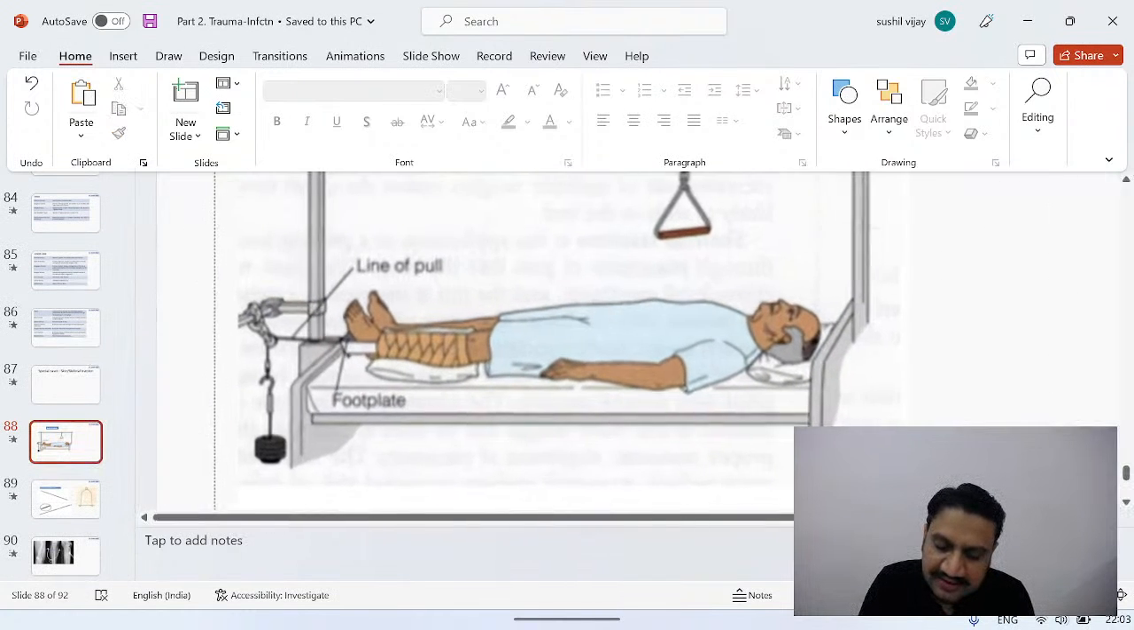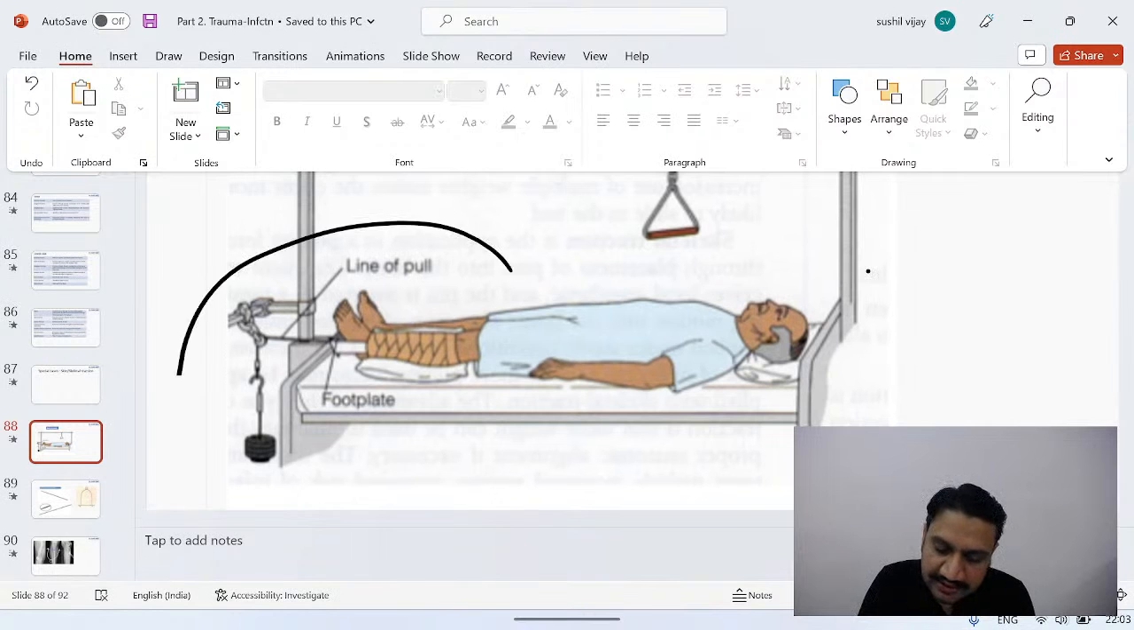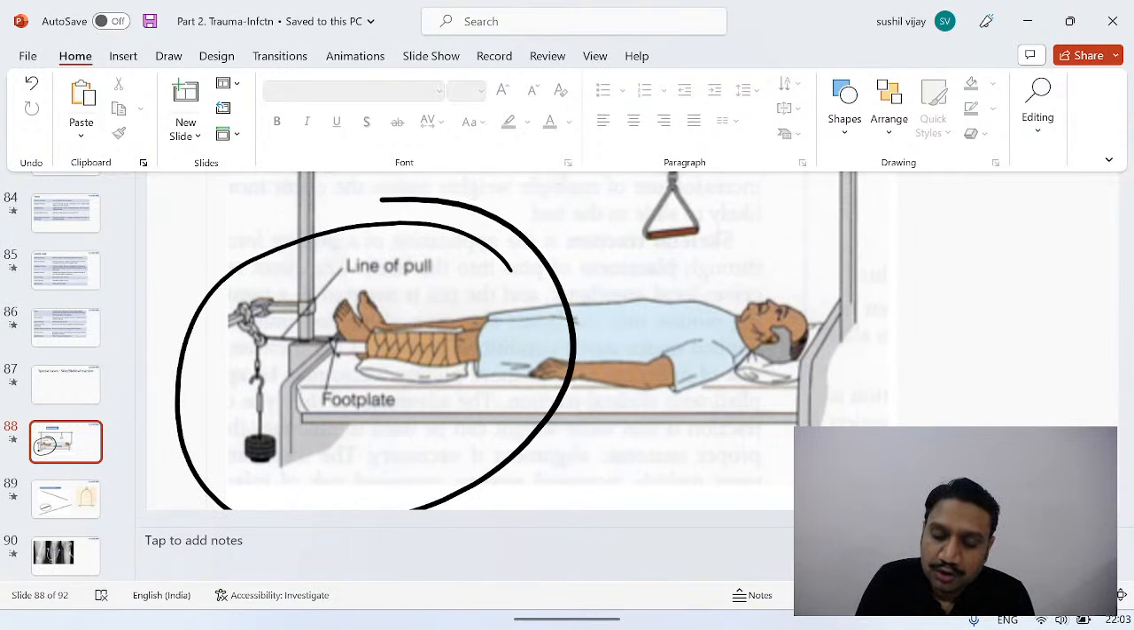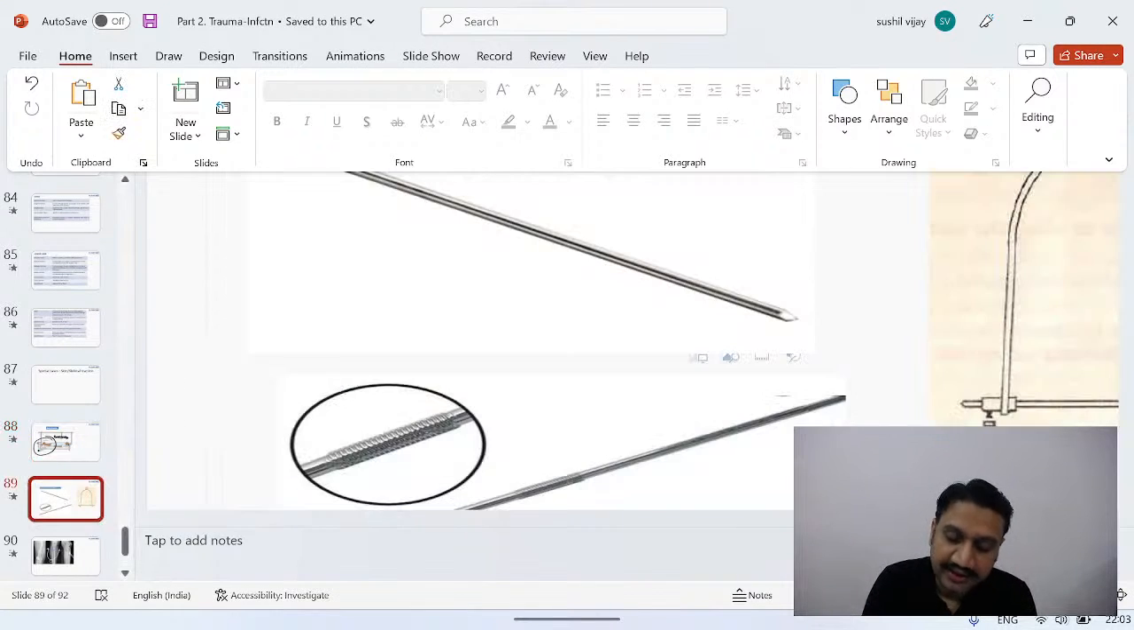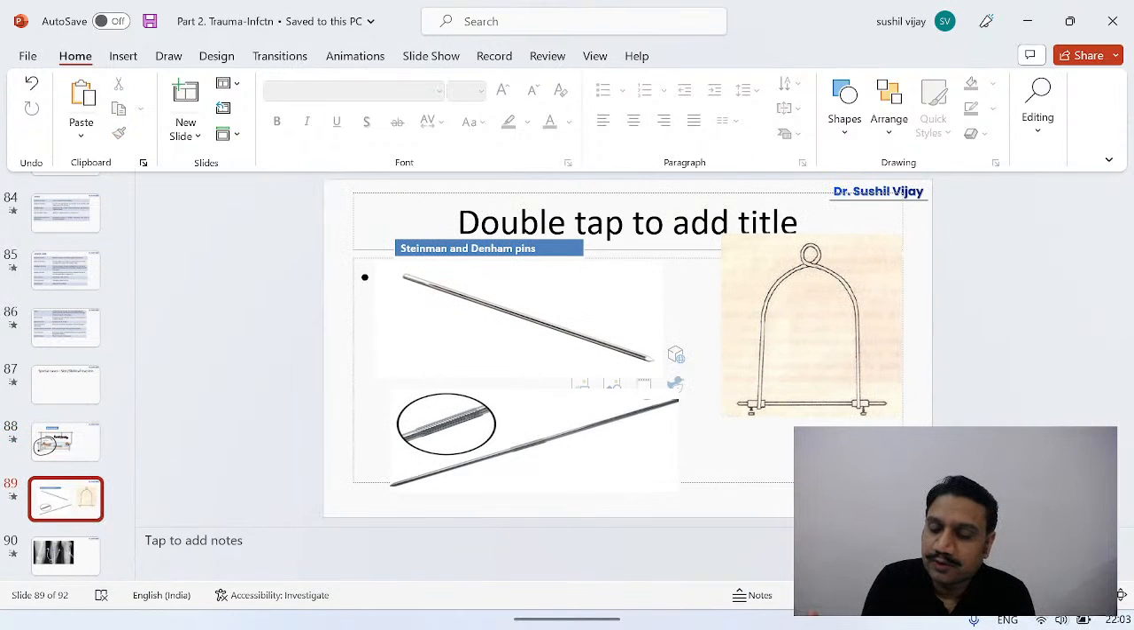This is how you give the skin traction. I would like to show you. The commonest normal skin traction is known as Buck's traction. Buck's traction is what? Skin traction. For skeletal traction, very important question again. If you want to give skeletal traction, what all do you have to give?